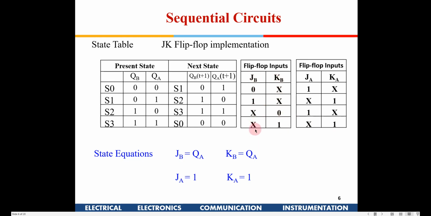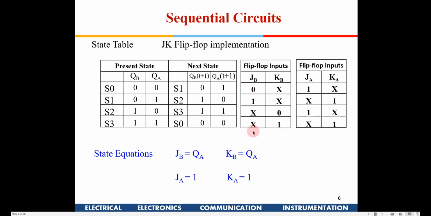This is the MSB, JB, KB, JA. Okay, there are two flip-flops, and these are the two JK flip-flops, and the inputs for different state conditions are given here. Now I have to map this with respect to the states. Now if it is 0 0, then for the next state I have to give J equal to 0, K equal to x.